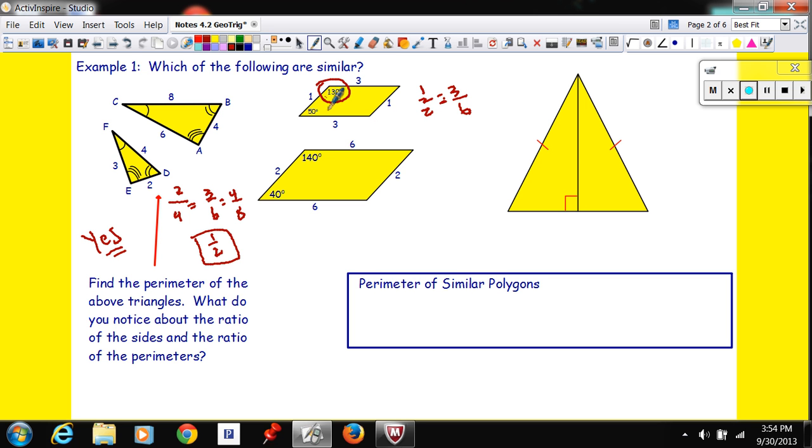Problem is, angles are different. So that's definitely a no, not similar. Cannot be similar if they're not the same shape. These are definitely not the same shape.